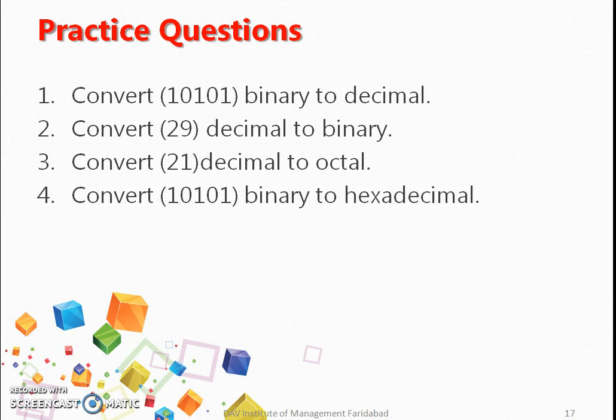For the third, 21 is given in decimal form and you have to convert it into octal form. For this, you have to convert first the decimal into binary and then binary to octal, right? The fourth is binary to hexadecimal. For the fourth, you will convert first binary to decimal and then decimal to hexadecimal. Before we move on to the next slide, please solve these questions and the answers are given on the next slide. You can check them.